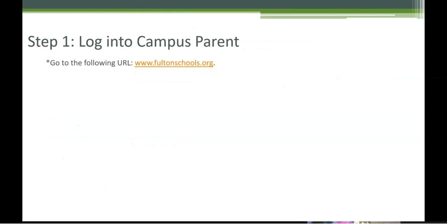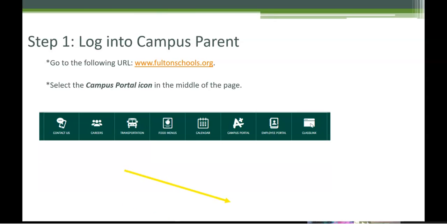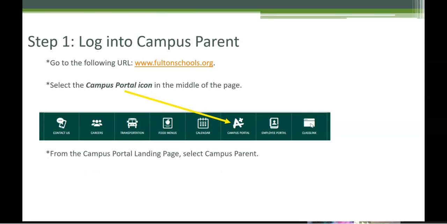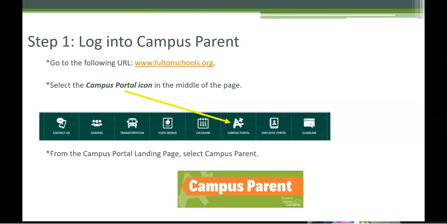So step 1, logging into Campus Portal. You can either go to the URL that's listed, fultonschools.org. You can select the Campus Portal icon in the middle of the page, which is right there. It looks like an A+. From the Campus Portal landing page, which looks like that, select Campus Parent. And I promise you it looks identical to what I'm showing you right now.